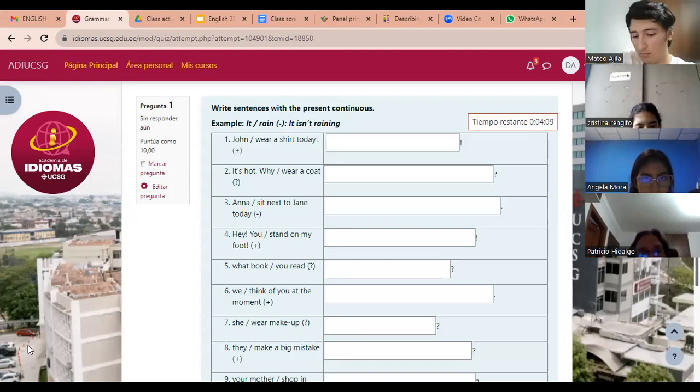If it's a question, it will be, why are you wearing a coat? Right? It's like I'm asking, it's hot. Why are you wearing a coat? If it's really hot, you shouldn't be wearing a coat, right? But if it's a question, the verb to be goes before the subject. Why are you wearing, because we have to add the ing because it's present continuous, a coat.